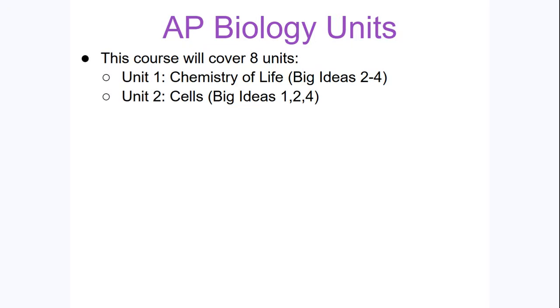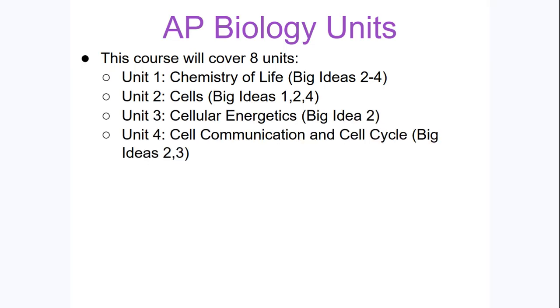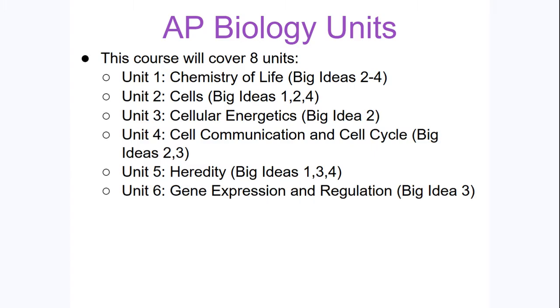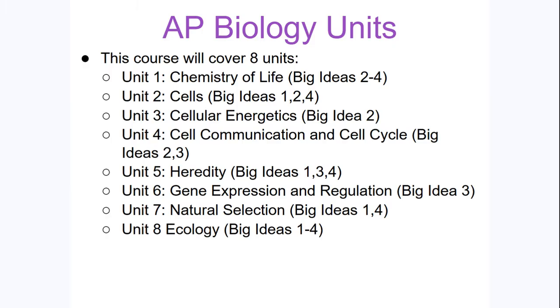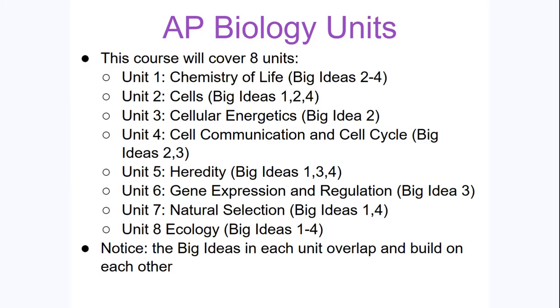Unit 2, cells, is big idea 1, 2, and 4. Unit 3 is cellular energetics. Unit 4 is cell communication and cell cycle, big ideas 2 and 3. Unit 5 is heredity, so that's going to be 1, 3, and 4. Unit 6 is gene expression and regulation. Unit 7 is natural selection. And Unit 8 is ecology.